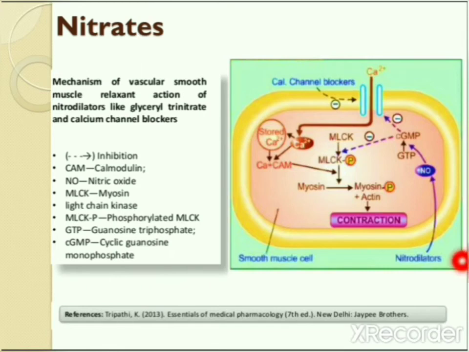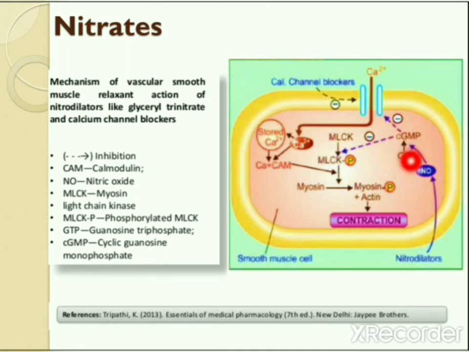In this picture you can see nitrodilators produce nitric oxide. This nitric oxide activates the soluble isoform of guanylyl cyclase, which converts guanosine triphosphate. This increases the intracellular levels of cGMP, where cGMP is cyclic guanosine monophosphate. Increasing the concentration of cyclic guanosine monophosphate has two effects. These effects are dephosphorylation of myosin light chain kinase and reduction of cytosolic calcium. This leads to relaxation of smooth muscle cells in a broad range of tissues.